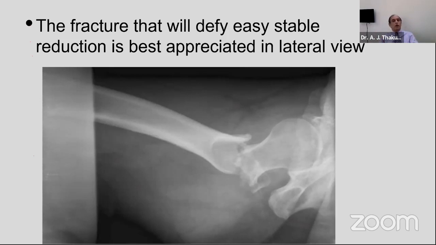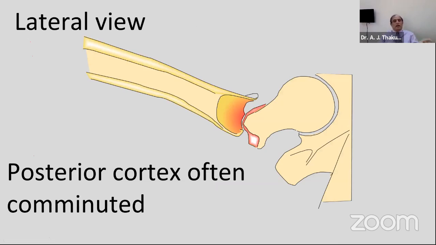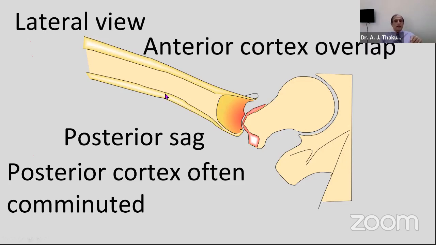This position is also called posterior sag. What is happening is that there is overriding of the anterior cortex, and the neck portion has sunk inside this joint. Now it is fixed, gone into this, and unless the shaft is pulled out, nothing is going to work. The posterior cortex is often comminuted because of the compression there, and there is a posterior sag, as I said. So three things: anterior cortex overlap, posterior sag, and a comminuted posterior cortex.